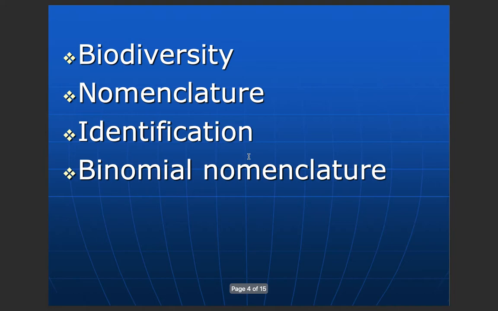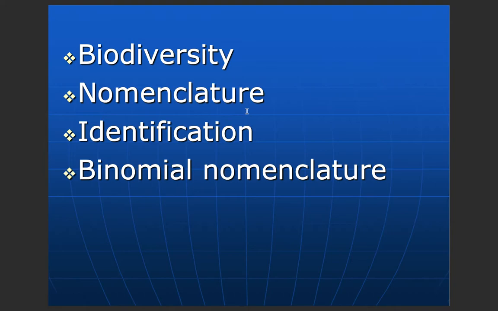Now come to the next part of this chapter, that is biodiversity, and in this session we will focus on biodiversity, nomenclature, identification and binomial nomenclature. These are the four important key facts about this chapter when we are talking about biodiversity. What is biodiversity? Different life forms on this earth are known as biodiversity.